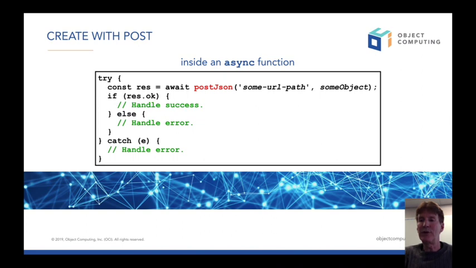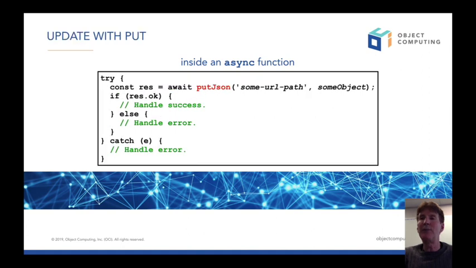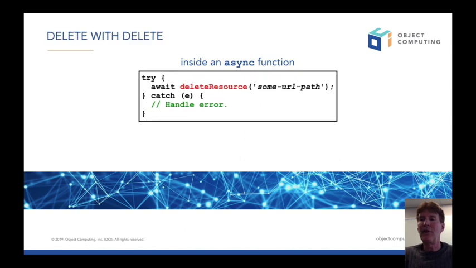To create a new resource inside an async function, write code like shown here. To retrieve the JSON representation of an existing resource inside an async function, write code like shown here. To update an existing resource inside an async function, write code like shown here. And finally, to delete an existing resource inside an async function, write code like shown here.